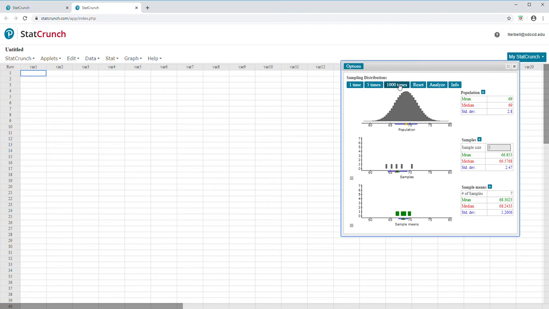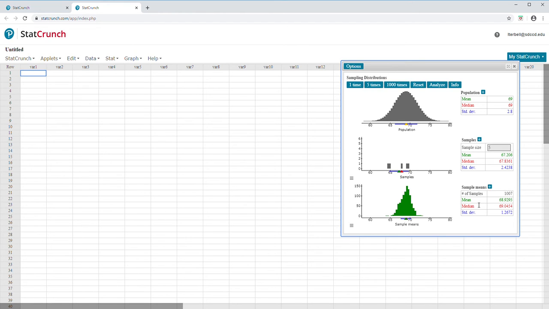Also, with sampling distributions, you can take any statistic you like. We could have taken the standard deviation of each sample, or the median of each sample. But we're taking the sampling distribution of sample means, so we take the sample mean for each sample. Let's do it 1,000 times, and you can see what it looks like.